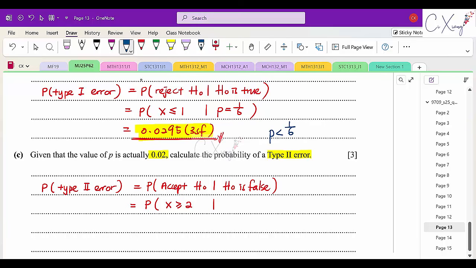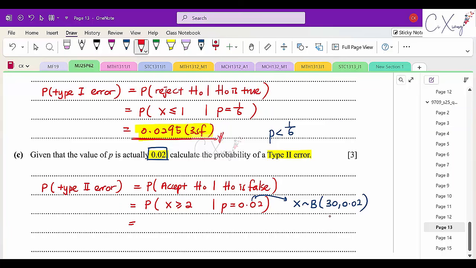But there are so many possible values that you can use when p is smaller than 1 over 6. Therefore, in the question, they will definitely give you a new value of p when they want you to calculate the type 2 error. So for the part p smaller than 1 over 6, they actually want us to use p equals 0.02. So please put in the value p, which is 0.02. And usually, if I don't want to confuse myself, I will always write the distribution again beside it so that it reminds me. Now I'm using n is 30, but p is 0.02.